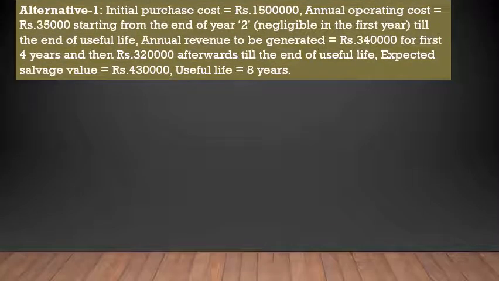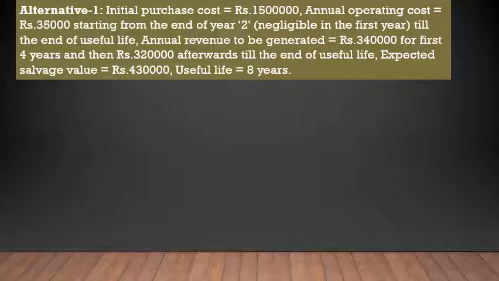Okay, this is alternative 1. Initial purchase cost of 15 lakhs, annual operating cost of 35,000, starting from the end of year 2. For the first year it is negligible, so it starts from the second year. There is no maintenance cost or operating cost during the first year. Annual revenue to be generated is rupees 3,40,000 for the first 4 years, and then 3,20,000 afterwards.